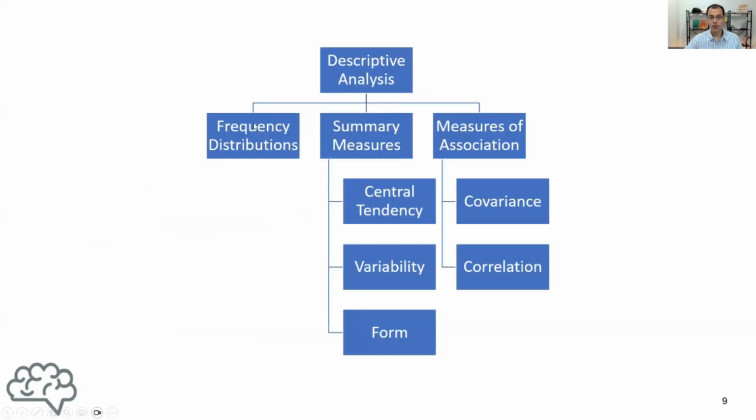This organogram gives us an idea of what we are going to study here in descriptive analysis. We will start with frequency distributions, then we'll go into the summary measures, central tendency, variability, and form, and finally, we will study the measures of association, more specifically, covariance and correlation.